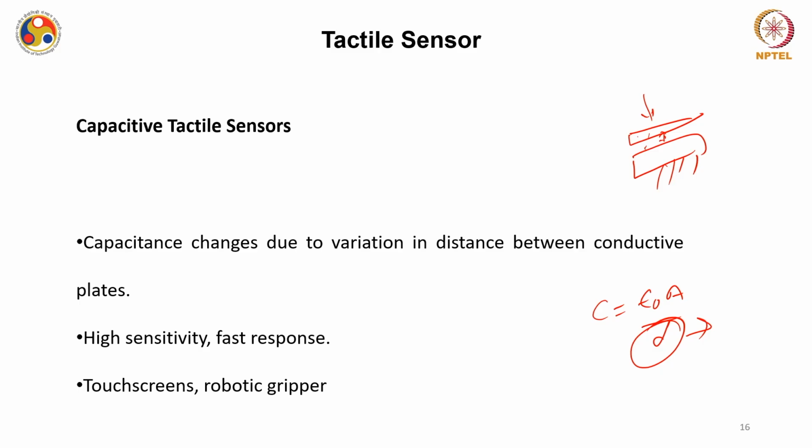And since this variation is very sensitive, these devices are usually very sensitive, and their response is also quite fast. So mostly these touch screens are based on it. And then you have robotic grippers and other kinds of surgical tools also based on these capacitive tactile sensors.